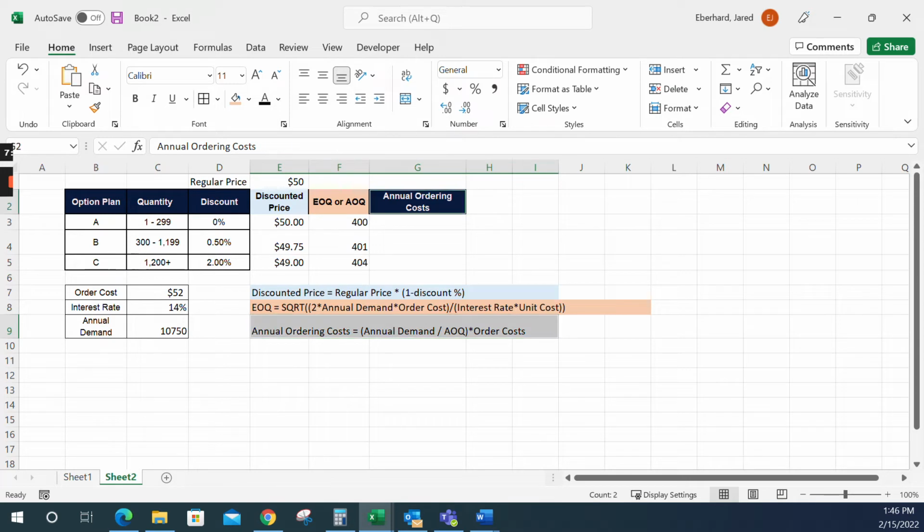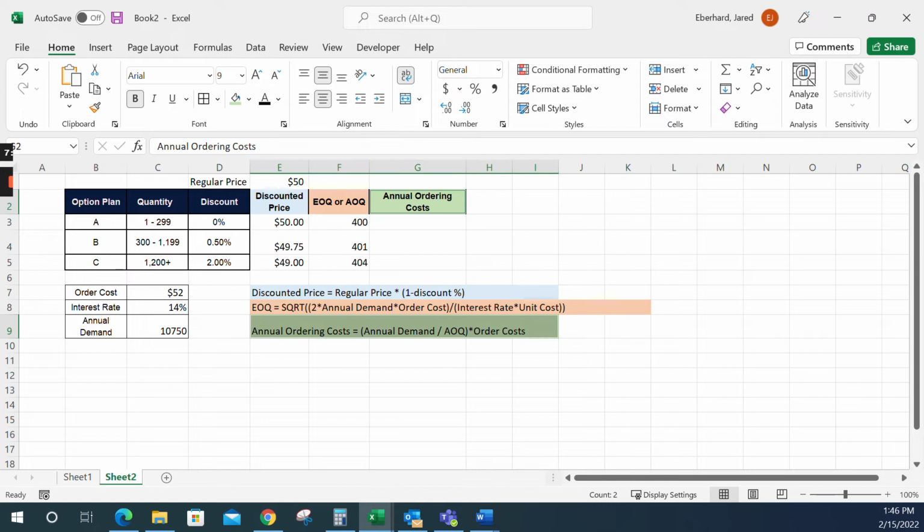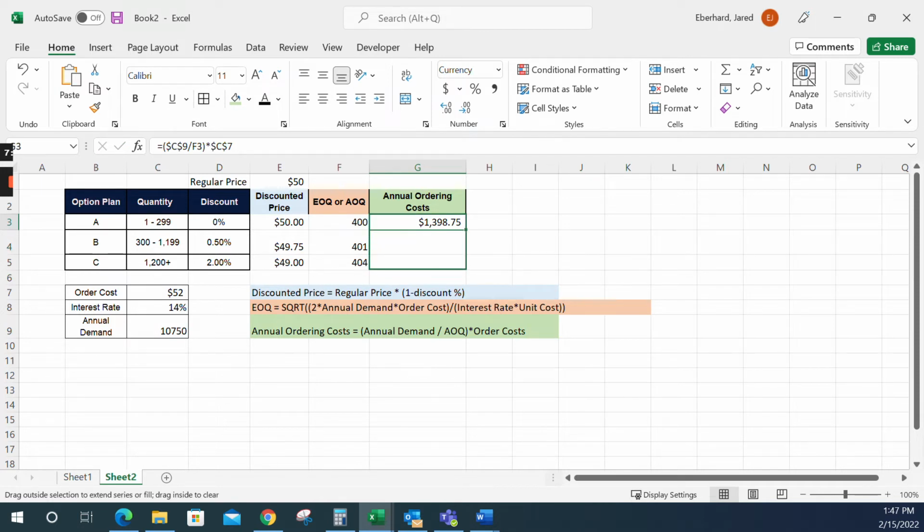Let's keep this color coding going. I'm kind of liking it. Let's do green this time. I'm going to take my annual demand, anchor that in, divide it by my adjusted order quantity, and I'm going to times that whole thing by my order cost, which I also will anchor. $1,398. That doesn't change a whole lot, just a little bit on each one of these.